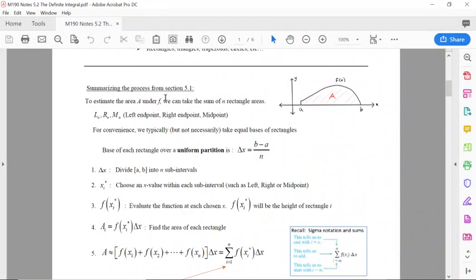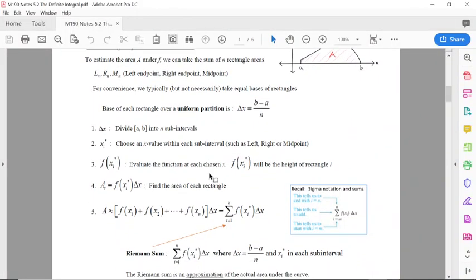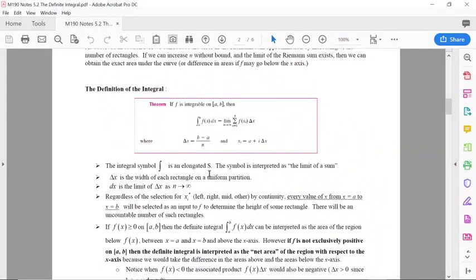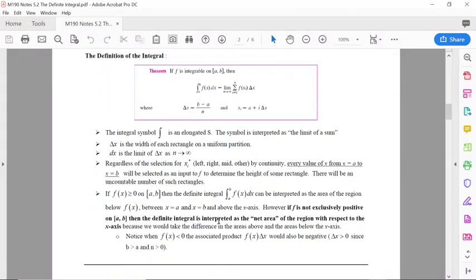Okay, let's take a look at some examples from the notes. I'll give you a summarization of the process from the previous section where we were finding areas under the curves. Here is your definition of the integral along with some notes about it. I discussed these notes already. Here, dx, the differential, is the limit of delta x as n goes to infinity. If you take a look at this expression, b minus a over n, where b and a are constant, if we take n to infinity, then this fraction would approach 0. It gets infinitesimally small.